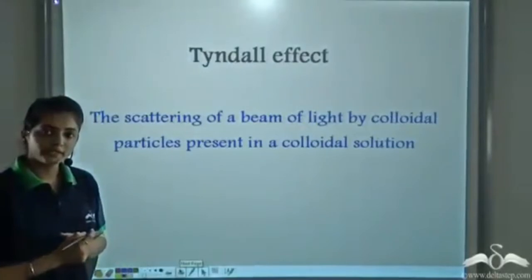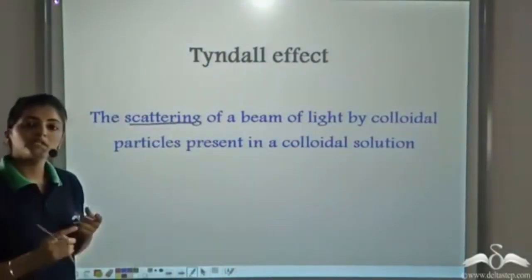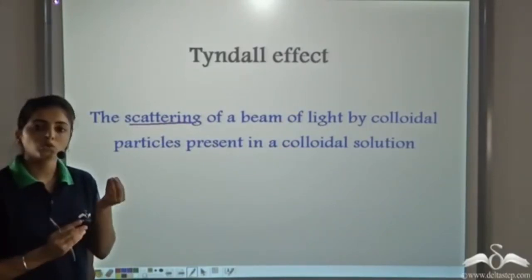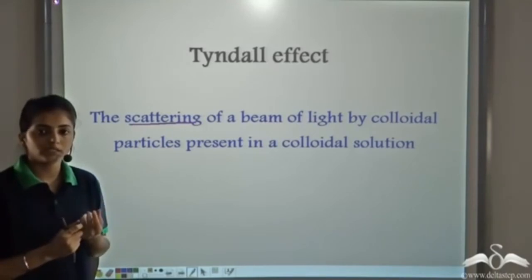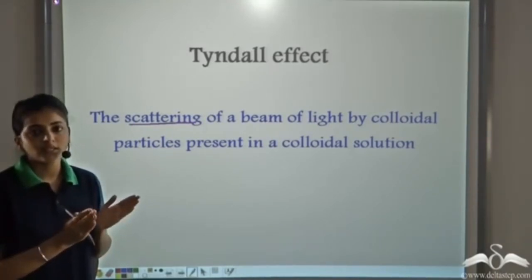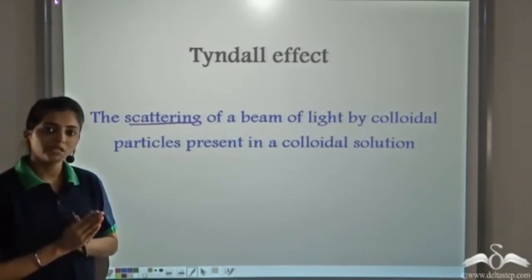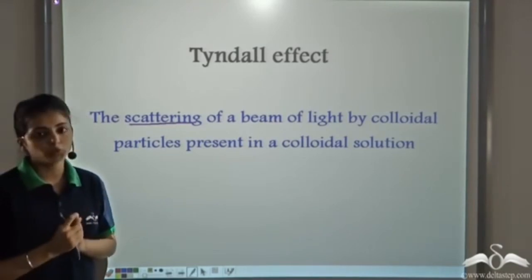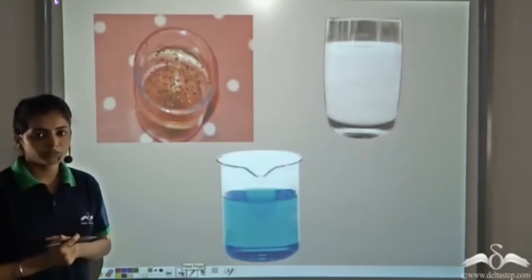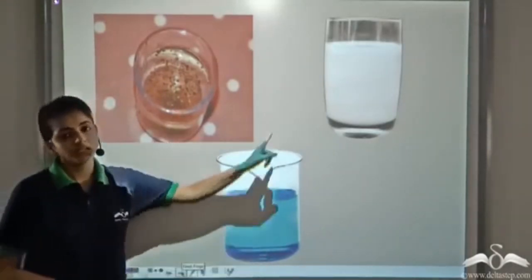So Tyndall effect is the scattering of a beam of light by the colloidal particles which are present in a colloidal solution. Since the colloidal particles are bigger than the particles of a true solution, they have the tendency to scatter the light rays, and hence the path becomes visible. So Tyndall effect can be used to distinguish a true solution from a colloidal solution. So we see the different types of solutions, that is the suspension, a true solution, and a colloidal solution.